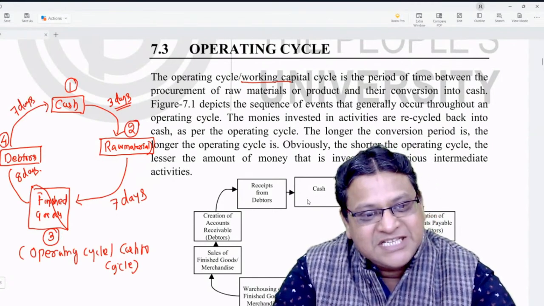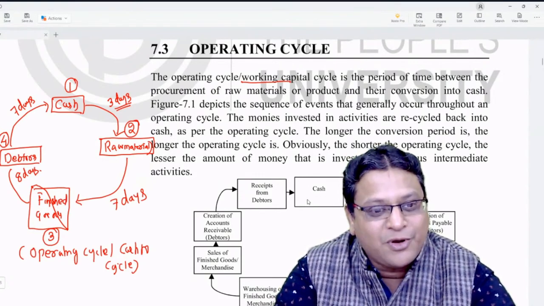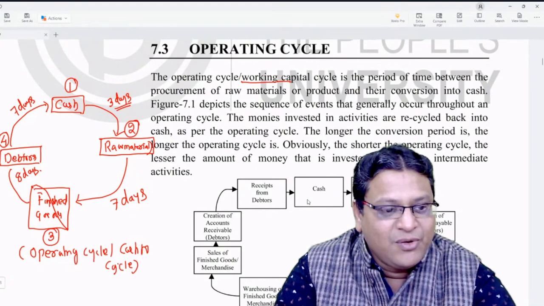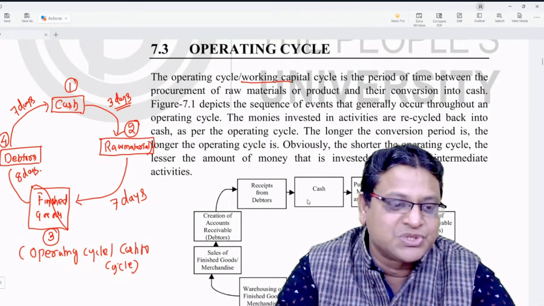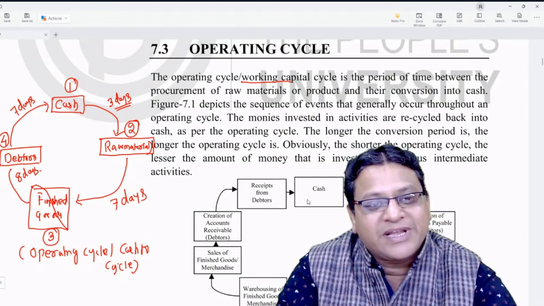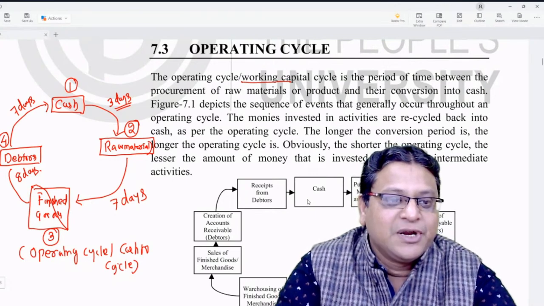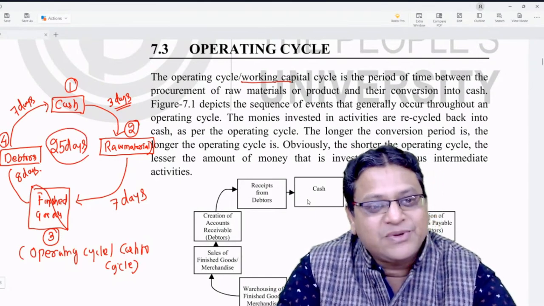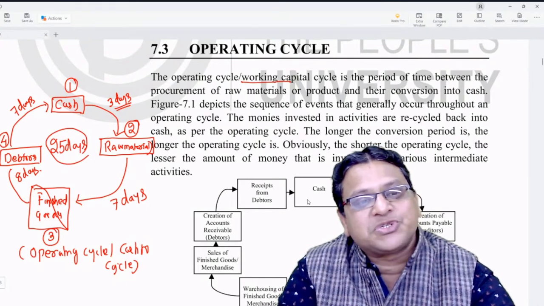That means the cash is first blocked for 3 days. Then the amount invested in raw material is also blocked for 7 days. Total, 3 plus 7, 10 days. Again, the finished goods are blocked for 8 days. The amount of money invested in finished goods is blocked for 8 days, and the debtors pay in 7 days. In total, the cash takes 25 days to be converted into cash. And this is known as the operating cycle or cash to cash cycle.